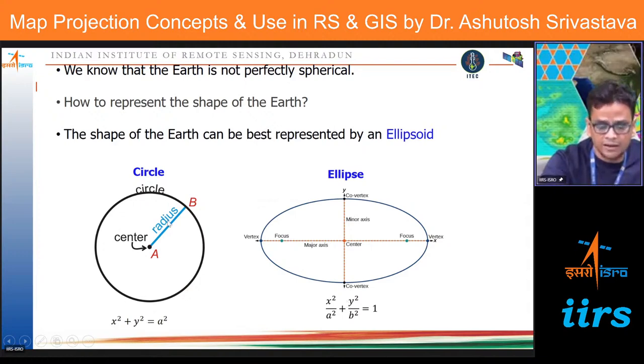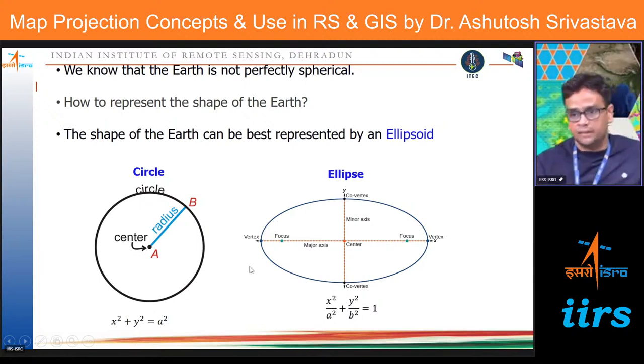You can write down the equation of the circle: x square plus y square equals a square. And x square upon a square plus y square upon b square equals 1 will be an ellipse. Here a is the semi-major axis and b is the semi-minor axis. So if a equals b, then what will happen? x square plus y square equals a square. The minor axis will equal the major axis. It will be nothing but the circle equation.